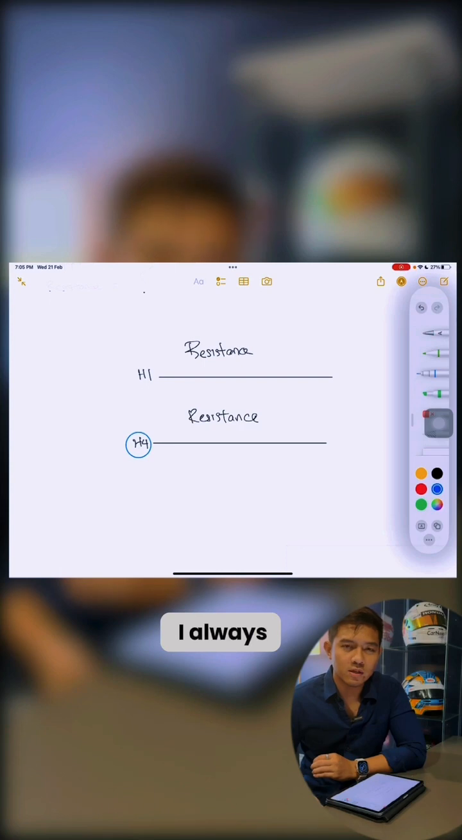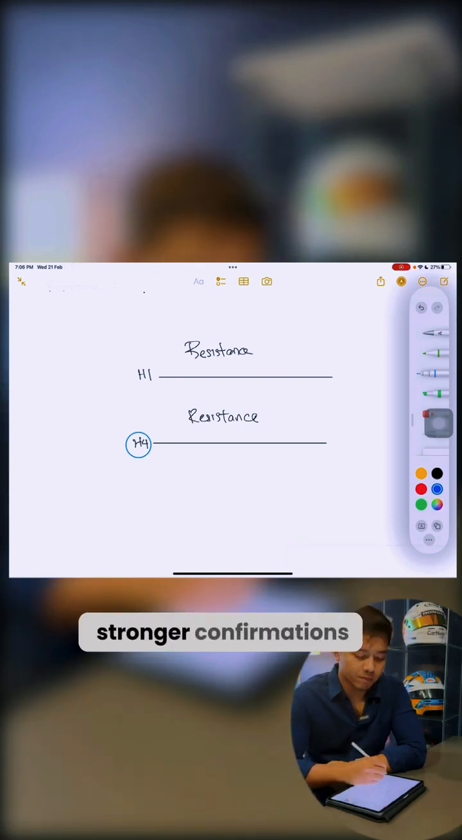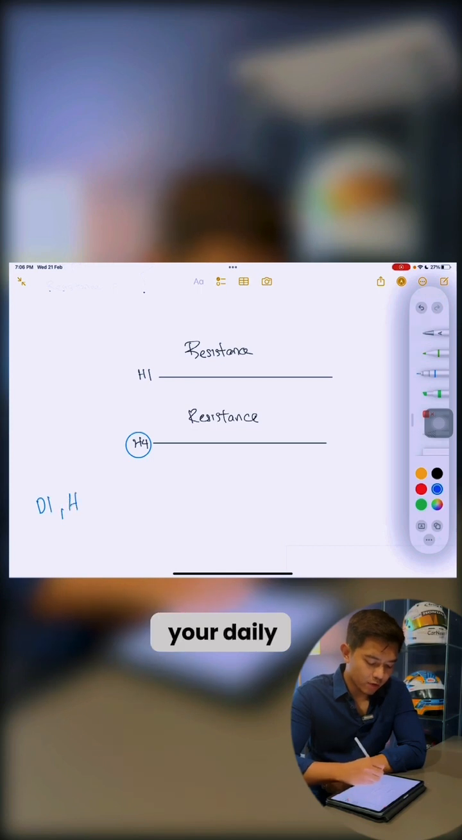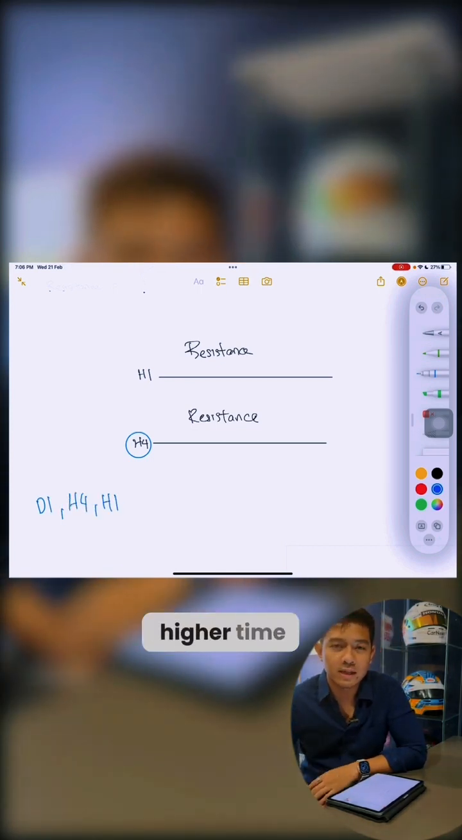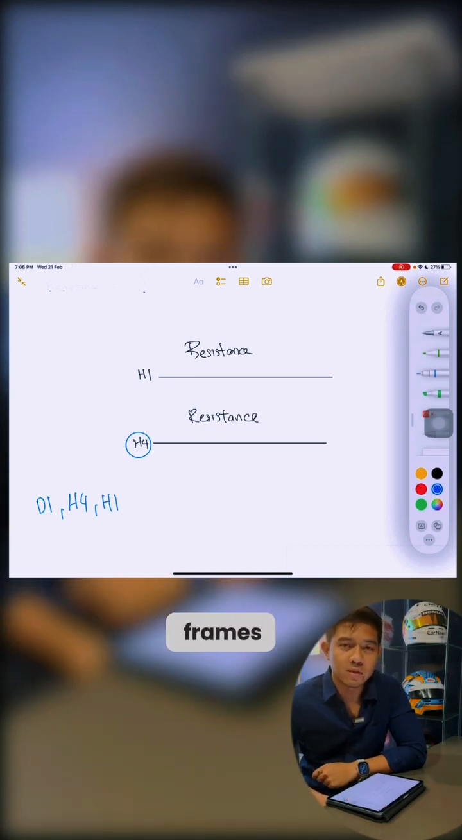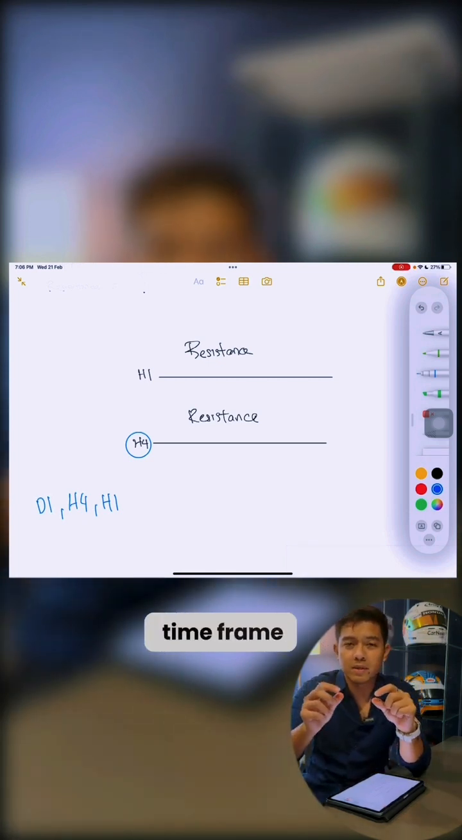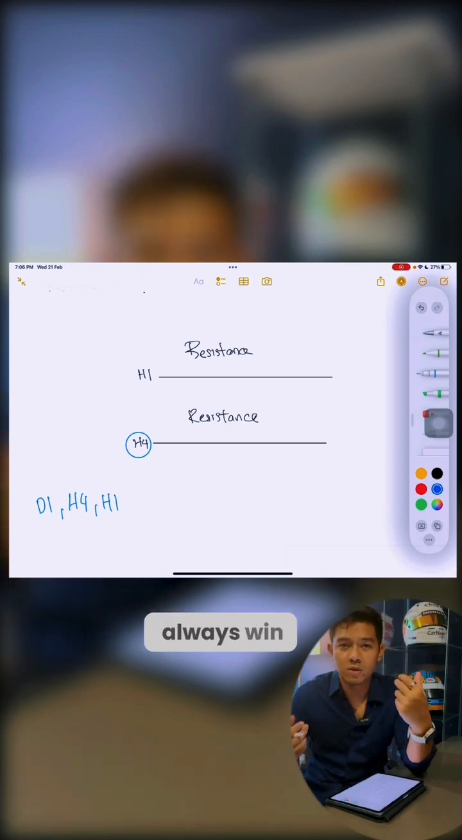Why do I always keep telling you guys to look for fresh breakouts or for stronger confirmations all in your daily, your H4 and even your H1? All of those are on the higher time frames. Why? Because those are the bigger time frames. The bigger time frames will give you the more accurate and more precise zone. I want you guys to always understand, if you have a lower time frame SNR compared to a bigger time frame SNR, the bigger time frame SNR will always win.